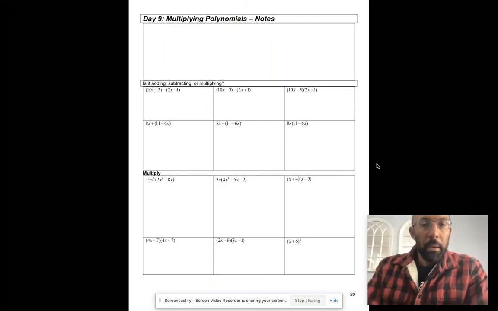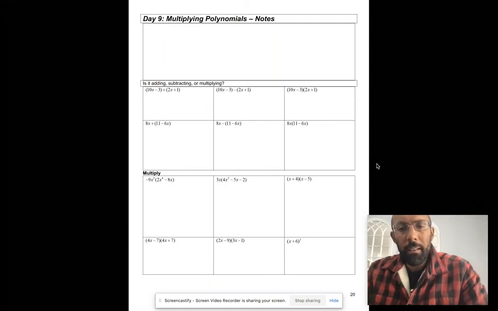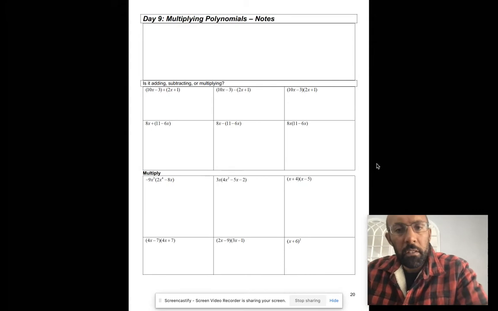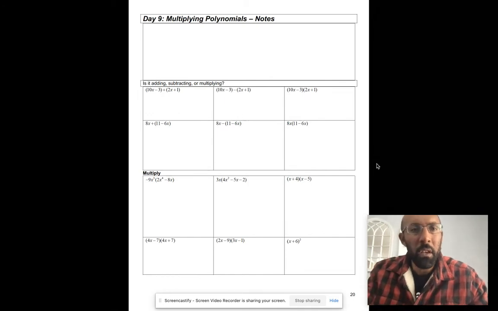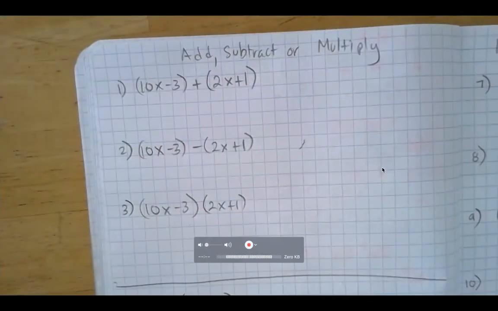All right, so this is day 9, multiplying polynomials. This is going to take some of the stuff you did on day 8, but also add in a little bit more so you can recognize how to handle different problems, okay? So again, do these straight in your packet. I'm doing this in the notebook just because I don't have my packet on me, to be honest.